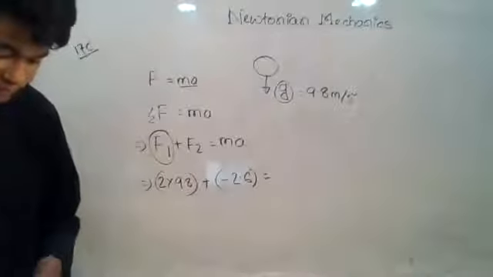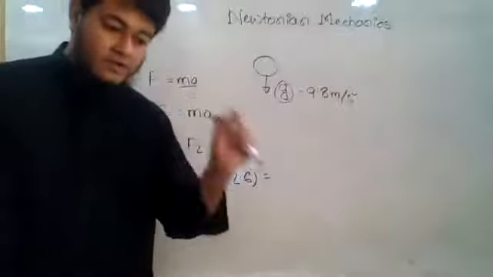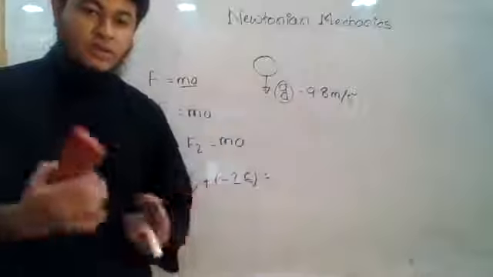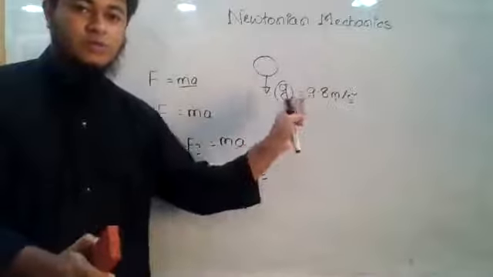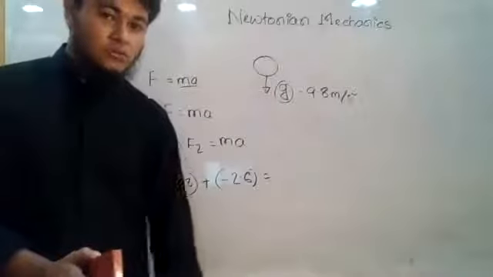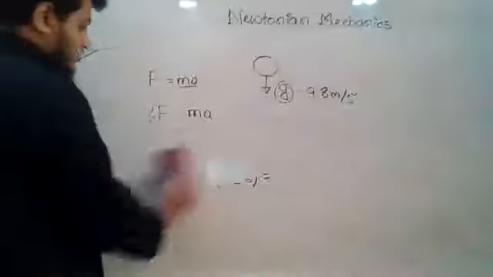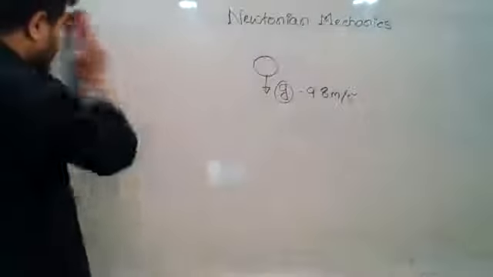Okay. So remember this one. If the only acting force is the force of gravity, the acceleration is g. But if some other forces are involved, then what will happen? The acceleration will not be g anymore. 9.8, it will not be like that. It will be changed.